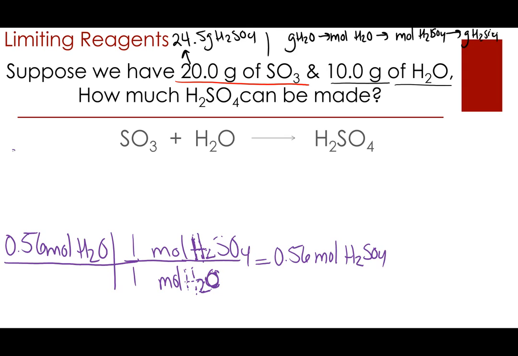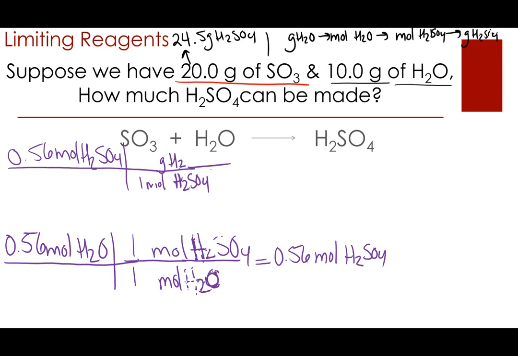Okay. Then the last step here is to go from moles of H2SO4 to grams of H2SO4. So I'm going to bring that up here, 0.56 moles of H2SO4. And just do a mole to gram conversion again. If I didn't save it, I'm going to have to calculate the molar mass again. Again, it's 98.078. Multiply across the top, divide by the bottom.